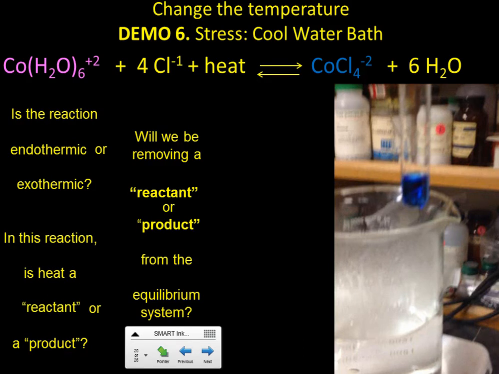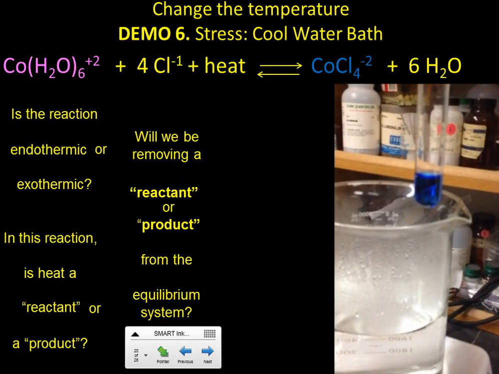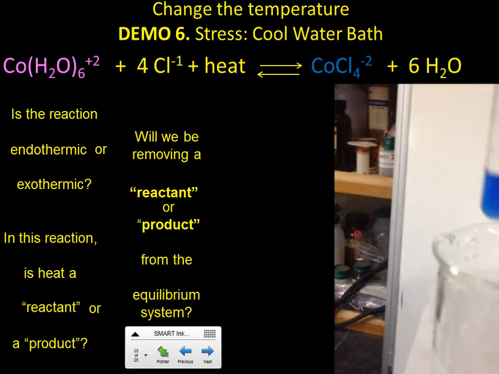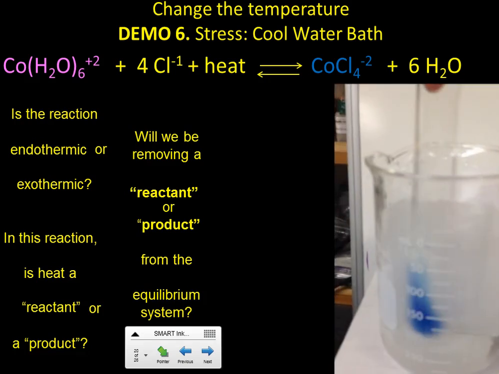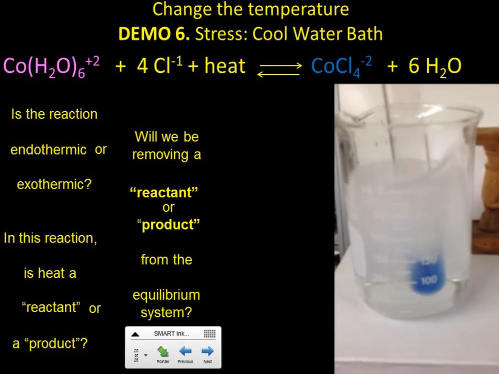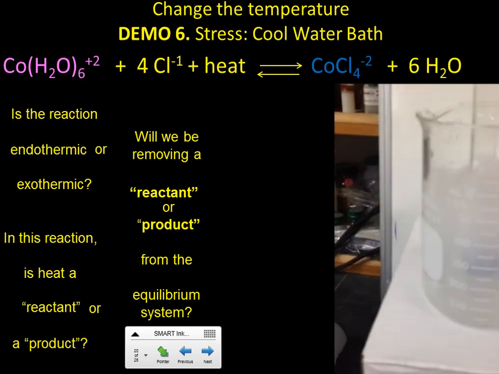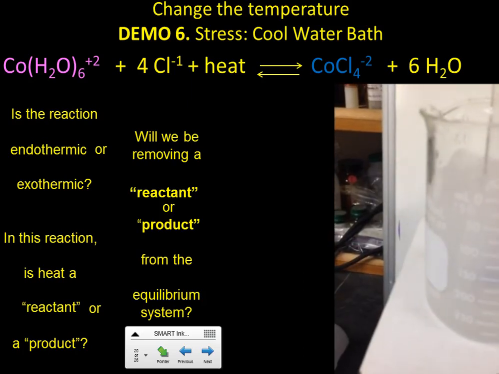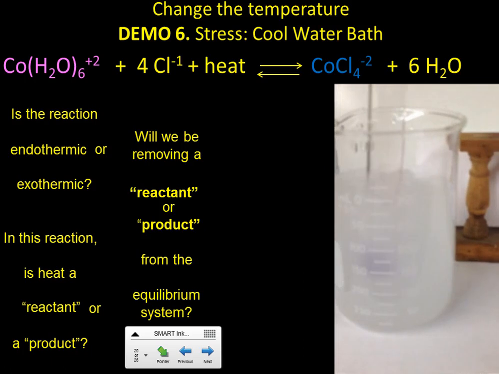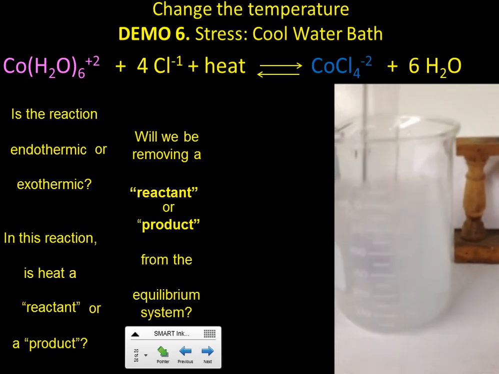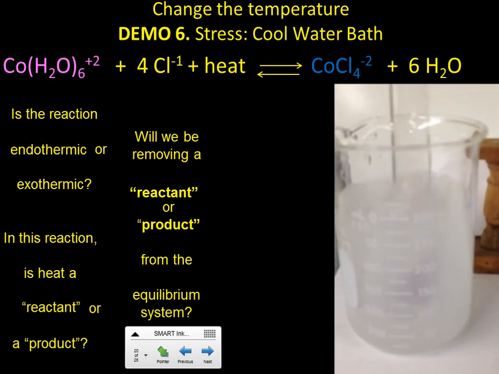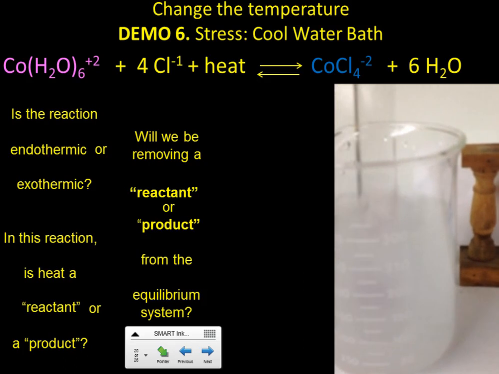So if we are cooling the substance down, that means we are removing heat. All right, so now we're going to be removing a reactant from the equilibrium system. So let's see what happens when we remove the heat. We've just taken this solution out of a hot water bath, and we're putting it into a beaker of water which was just taken out of the tap. It's not iced down. It's not particularly cold, but it is cooler than the hot water bath. And as it's agitated and stirred and mixed up here, we can see that the blue equilibrium does indeed turn pink.